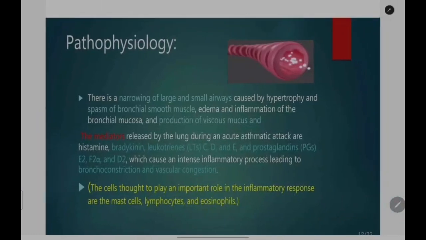Let's look into the pathophysiology. There is a narrowing of large and small airways caused by hypertrophy and spasm of bronchial smooth muscle, edema, inflammation of the bronchial mucosa, and production of viscous mucus. The mediators released by the lung during an acute asthmatic attack are histamine, bradykinin, leukotrienes C, D, and E, and prostaglandins E2, F2 alpha, and D2, which cause an intense inflammatory process leading to bronchoconstriction and vascular congestion. The cells thought to play an important role in the inflammatory response are the mast cells, lymphocytes, and eosinophils.